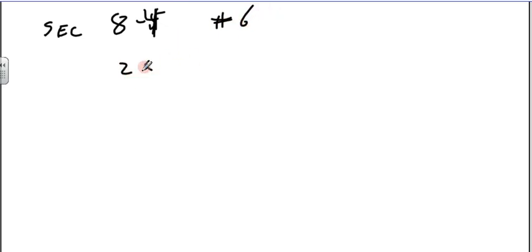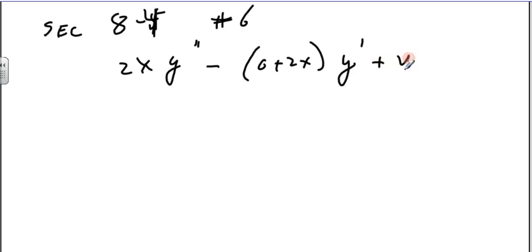I have 2x y double prime, minus 6 plus 2x y prime plus y is equal to 0. I look at it and I say, well, if I rearrange it the way I should, I'm going to have a singular point. So I'm going to have to figure out whether or not I have a regular singular point.